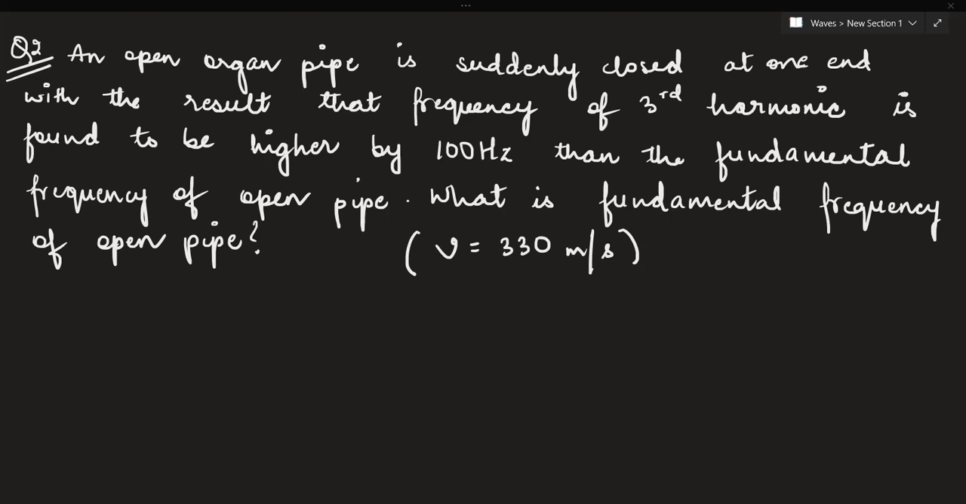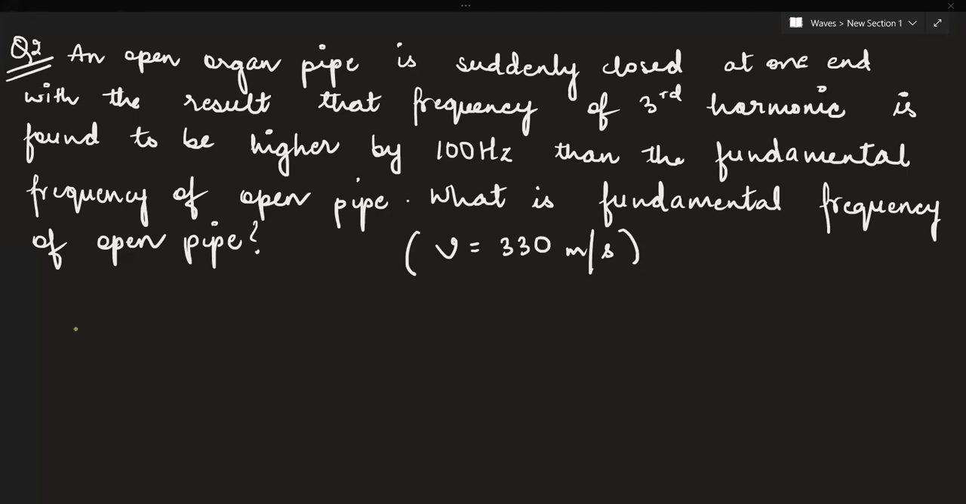Okay. So see, it says an open organ pipe is suddenly closed at one end, with the result that the frequency of the third harmonic is found to be higher by 100 hertz than the fundamental frequency of the open organ pipe. So we have to find out the fundamental frequency of this open organ pipe. And the velocity of air is also provided to us, that is 330 meter per second, like the previous question.